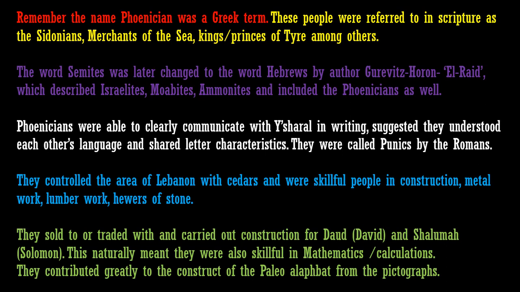The merchants of the sea, or the Phoenicians, controlled the area of Lebanon with the cedars. Scripture shows that they were skillful people in construction, metalwork, lumberwork, hewers of stone. And this would mean that they were very skillful in mathematics and calculations. We see in scripture where they carried out construction and trade with sovereign Dawood or David and sovereign Shalum or Solomon.